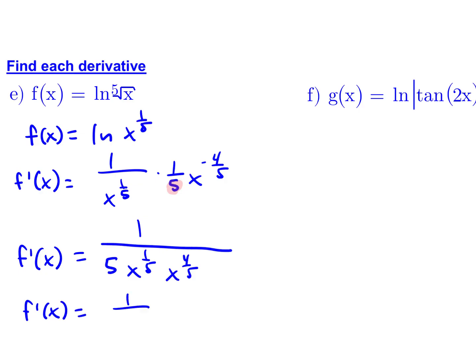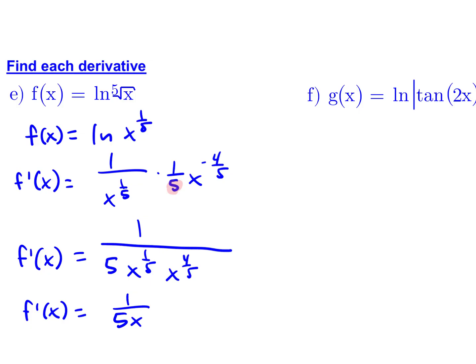This is 1 over 5x. 1/5 plus 4/5 is 1. Now, if I were to guess, you did it this way. Let me show you another way using log properties.